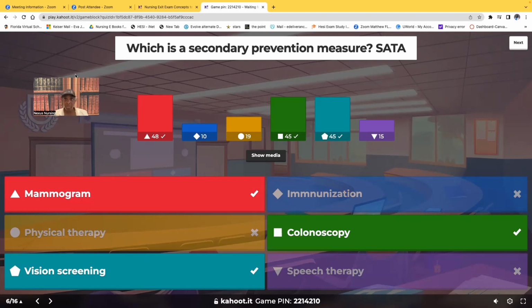Tertiary prevention measures, they've got it. It happened. We just want to prevent it from getting worse. So tertiary would be something like physical therapy or occupational therapy or rehab. That is the difference, and you are absolutely expected to know that for ATI, HESI, and NCLEX. Don't say I didn't warn you.